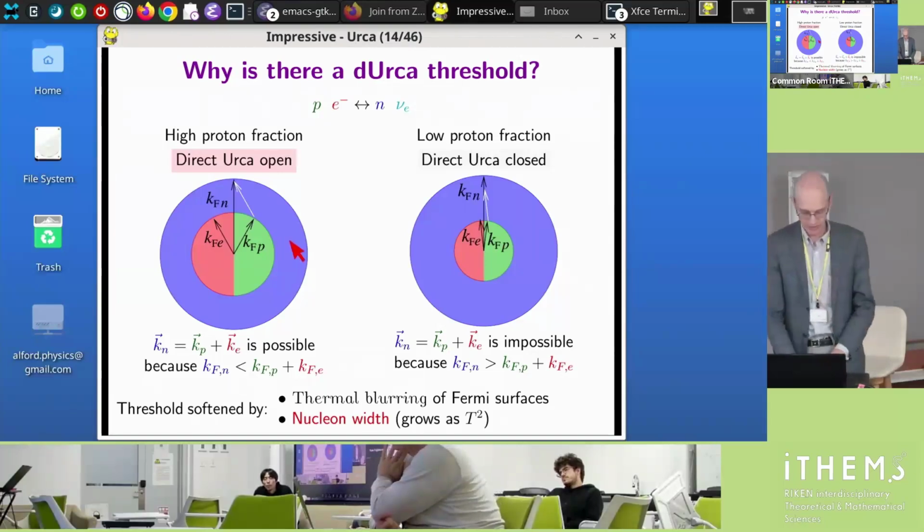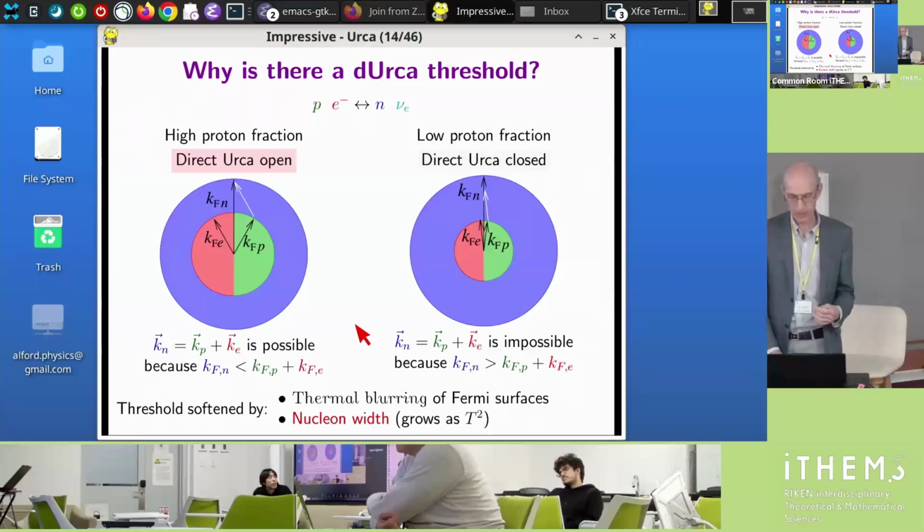And the other thing that we'll talk about, which will become our central player, that also blurs these Fermi surfaces, is the nucleon width, and that's going to be the central player in what we talk about later on.